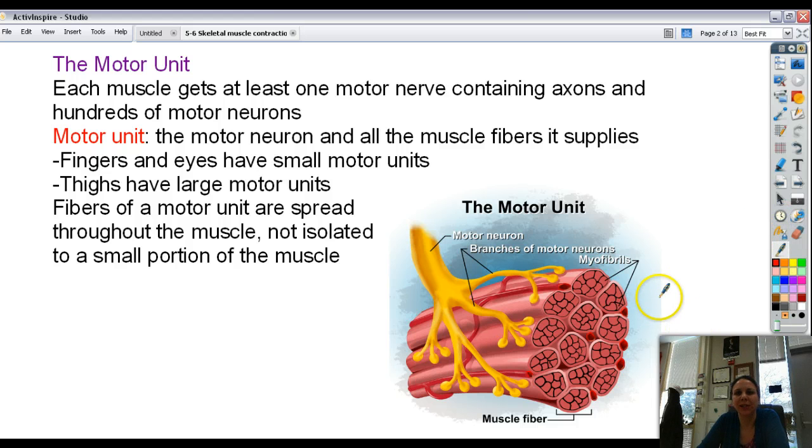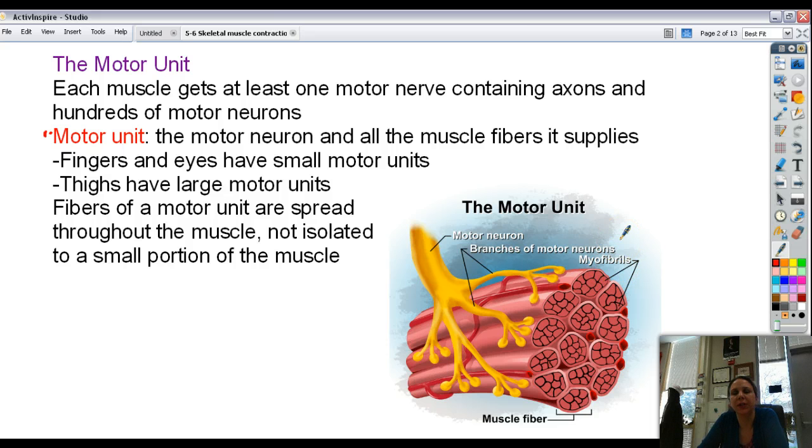So each muscle in your body gets at least one motor nerve, and a nerve contains hundreds to thousands of axons inside of it. And when that nerve gets inside of the muscle, it branches out to all the different fascicles and all the different fibers in there. And so where the neuron itself spreads out, we call that a motor unit. So a motor unit is just a motor neuron and all the muscle fibers that it supplies.